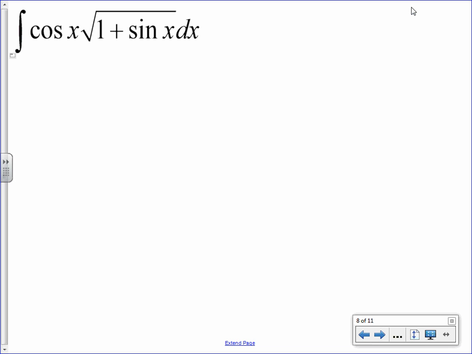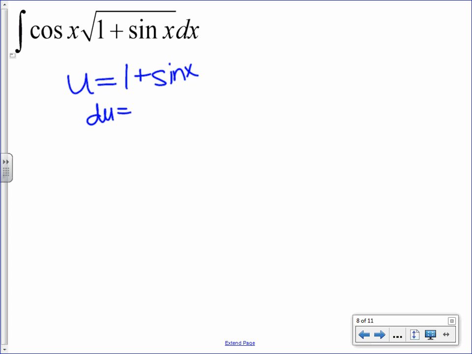What are you telling us? We still have a composition of a function times another function, which means substitute. What do we want u to be? 1 plus sine x. 1 plus sine of x.